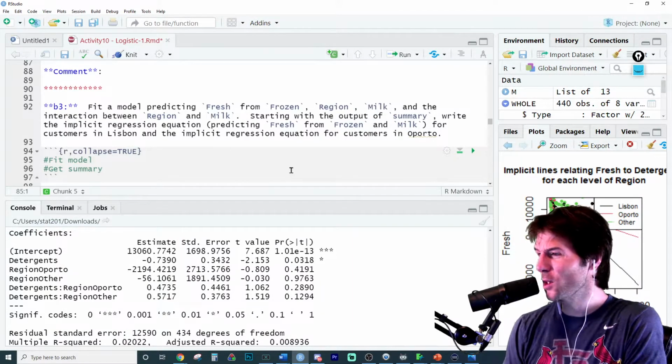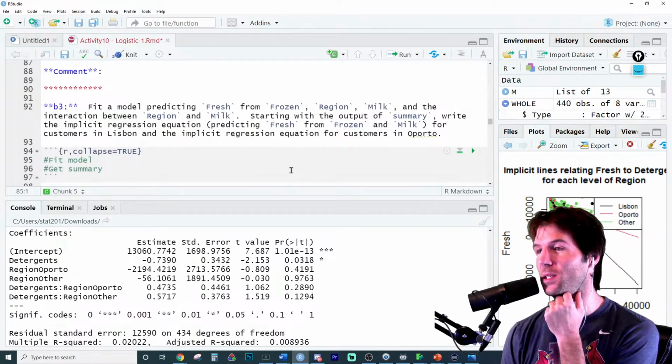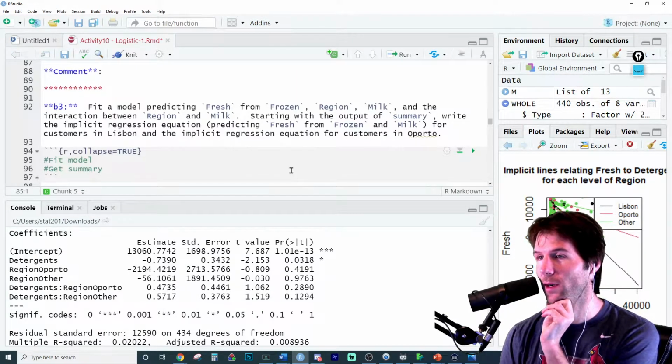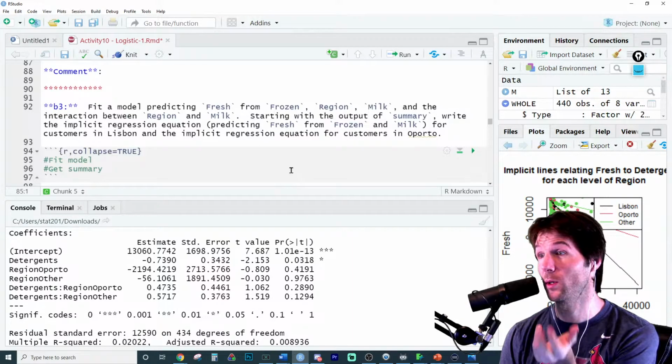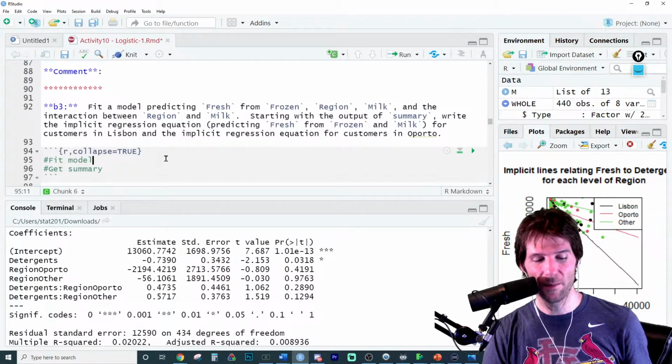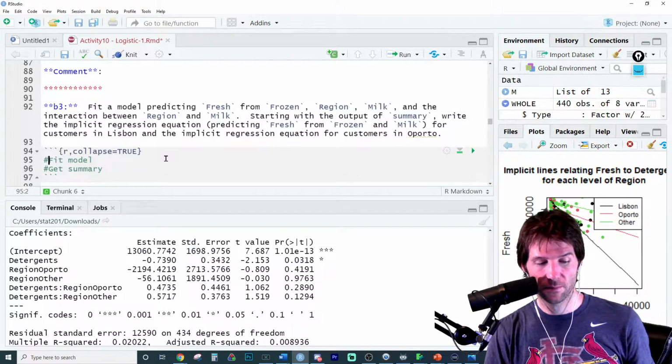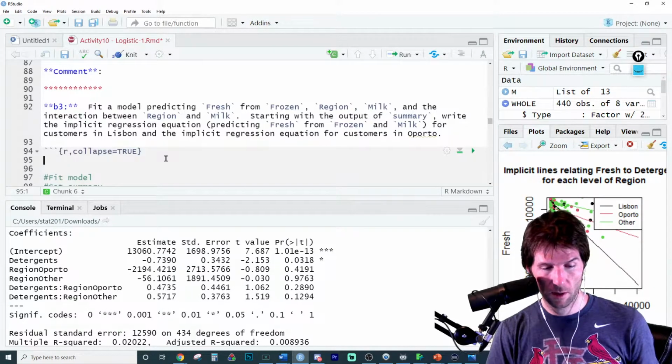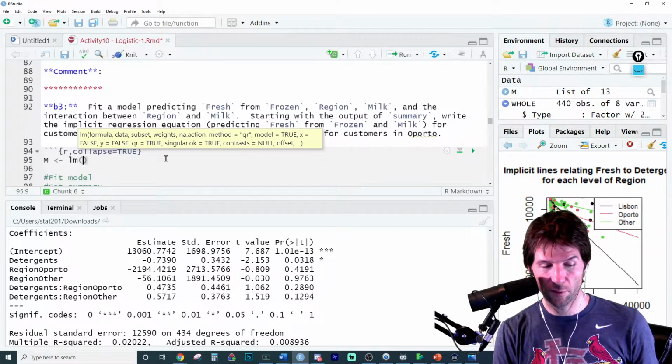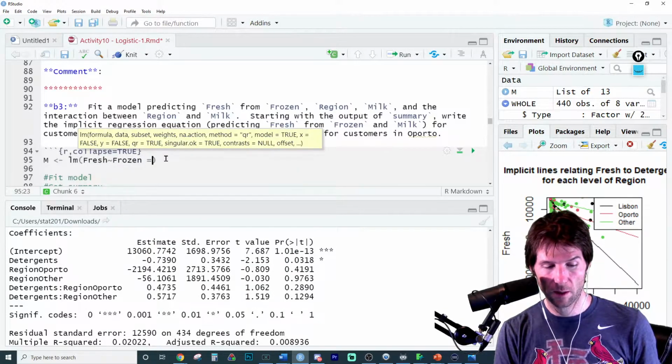Fit a model. We're fitting so many models right here. Fit a model predicting fresh from frozen, region, milk, and the interaction between region and milk. Starting with the output of summary, write the implicit equations. Okay. Let's fit a model. Fit a model predicting fresh from frozen plus region times milk.